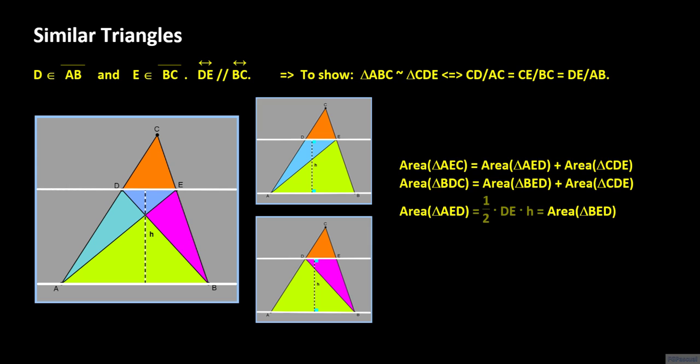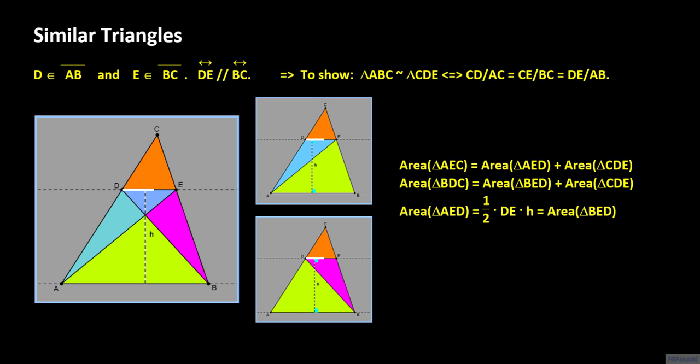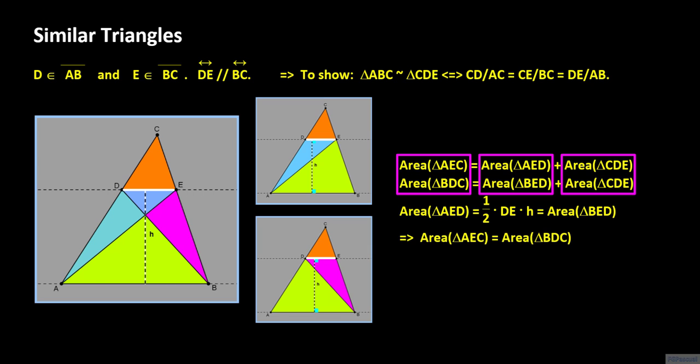And both of these are equal to half the base, which is DE, times the altitude, which is h. As a result, because we have these two quantities as being equal, and of course the area of triangle CDE is equal to itself, the area of triangle AEC and the area of triangle BDC are equal. Now that we have shown the equality between the areas of triangle AEC and triangle BDC, we will have to find different formulations for their areas.